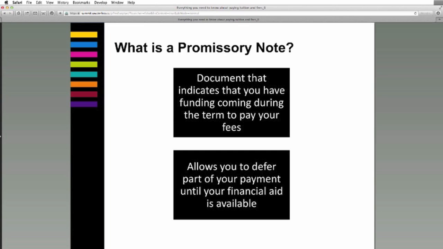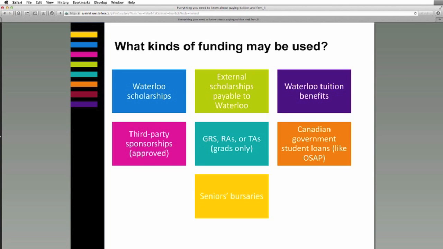Doing a promissory note allows you to defer paying the portion of your fees that you have funding for. So what you're doing with the promissory note is demonstrating to us that you have funding for part of your fees and you only need to pay the rest. So what kind of funding can you use on a promissory note? It's not everything. We've got them listed up there on the screen.